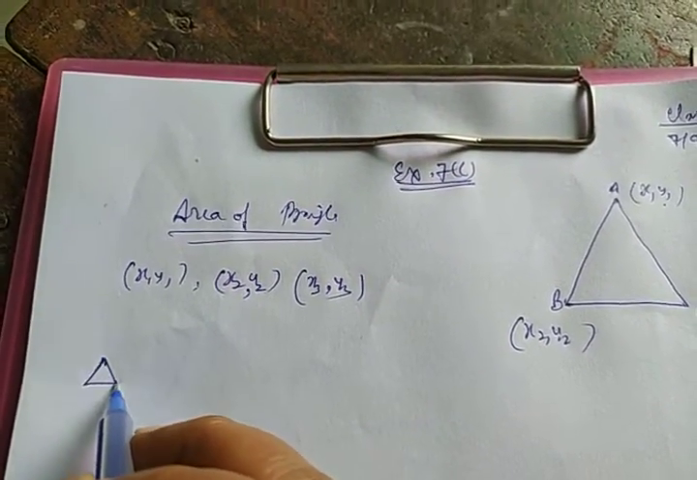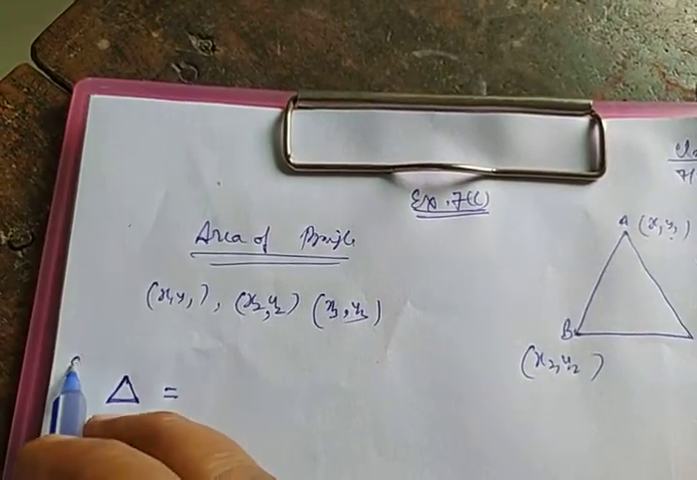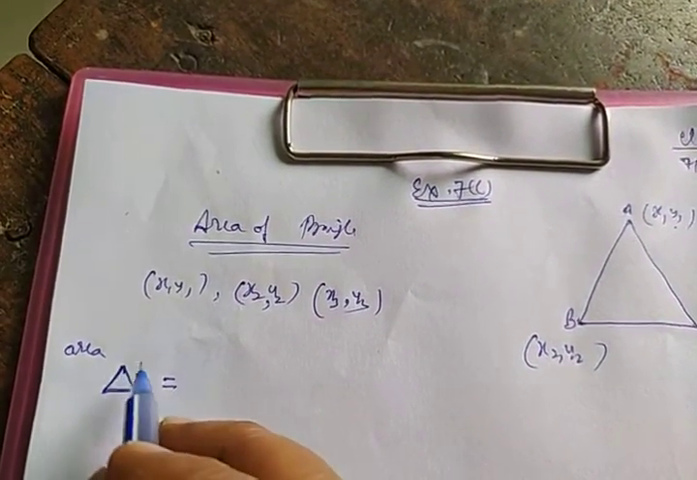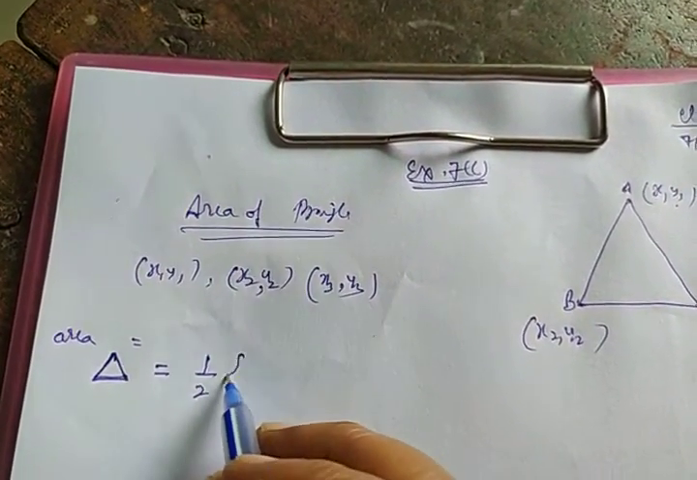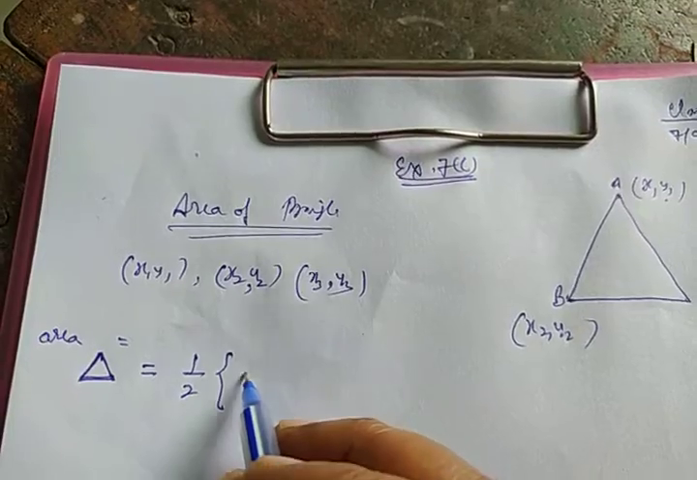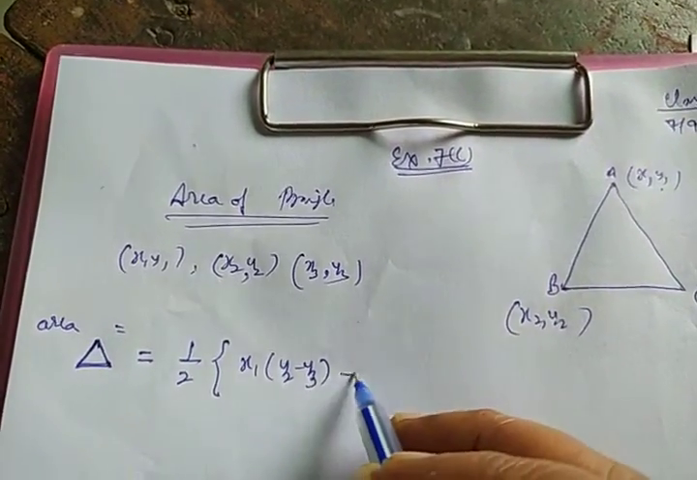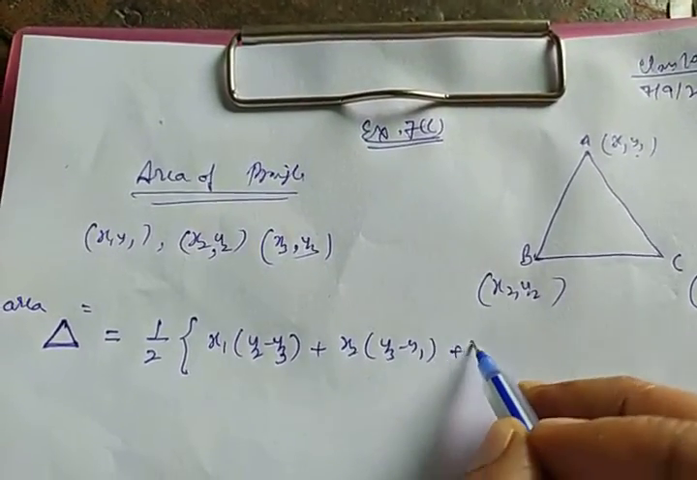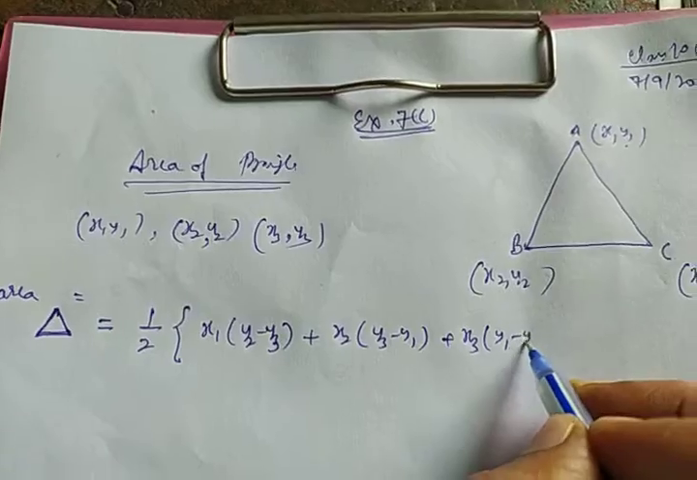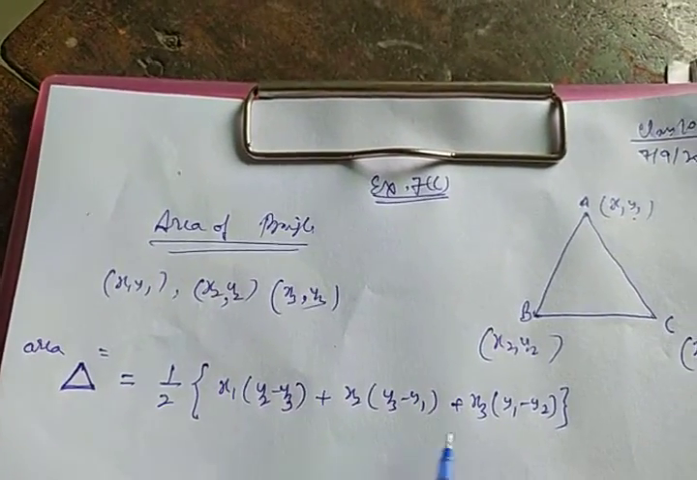Now area is calculated by the formula. You can also write area in words. Area is equal to 1 upon 2 curly bracket x1 into y2 minus y3, x2 into y3 minus y1, and so on. This is the formula pattern.